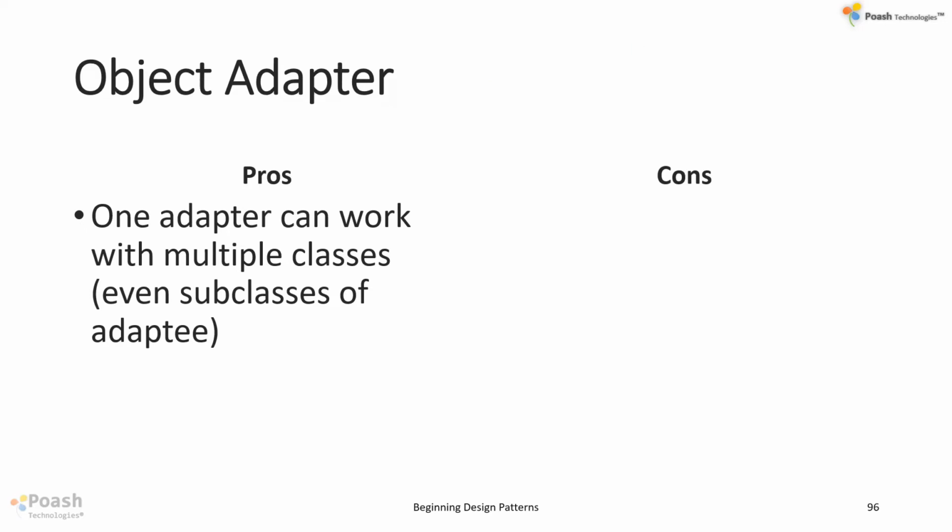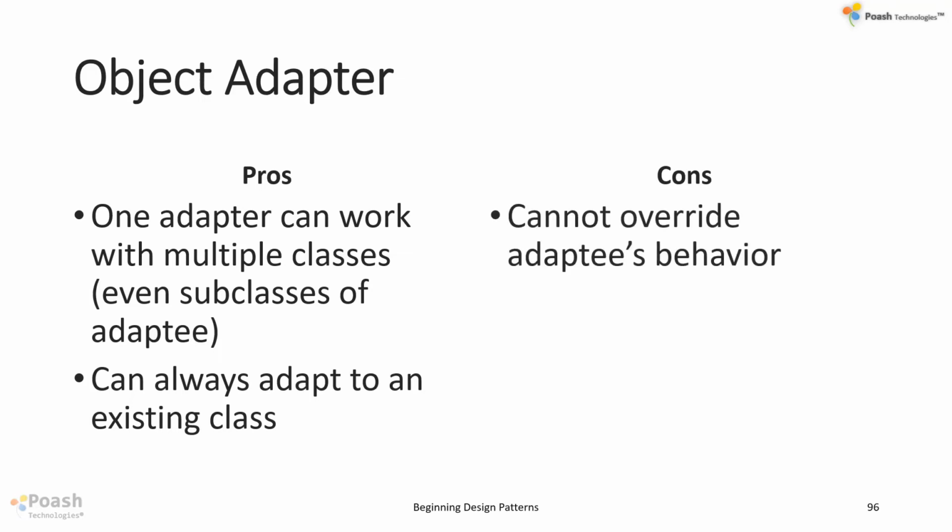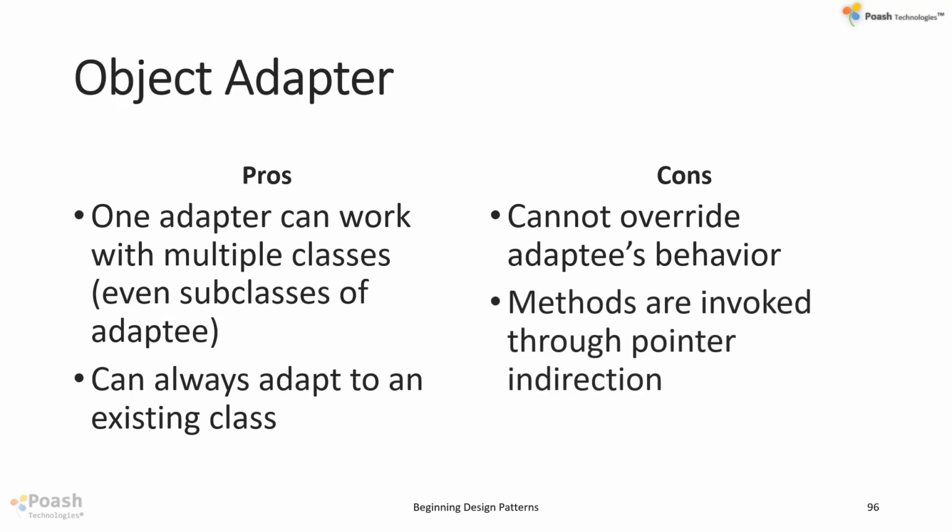The other advantage of using object adapter is that it can always adapt to an existing class. Even if the class is hidden, we can still adapt to it through its base class. Now, some of the disadvantages of object adapter are, first of all, it cannot override adaptee's behavior because we are not using inheritance here. The second thing is that the methods of the adaptee are invoked through pointer indirection. This might not be a big disadvantage, but note that the calls are always made through a pointer.